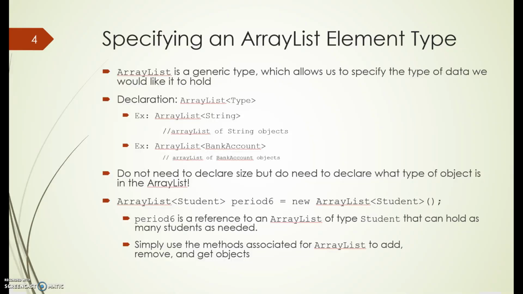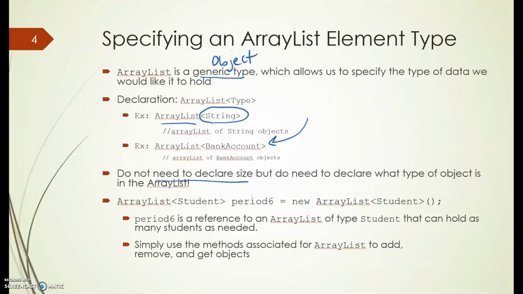Now, when we create an ArrayList reference, we have to do this very specifically. We need to first say ArrayList. Then we need to put in angled brackets the type of object that we are going to put in the array list. And the reason why is because this class is specified to hold a generic type of type object. And every object that we write is a descendant of the object class. So they can all go inside the array list. However, we need to tell Java which type we are going to have. We do not declare size, but we do need to declare the type of object.